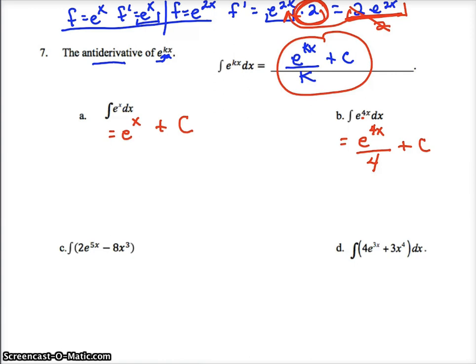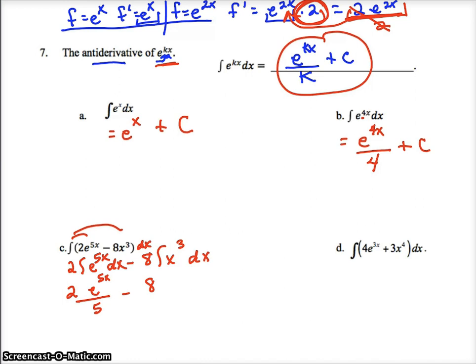On example C, we have two terms that we must integrate. So in the first term, the constant multiplier rule, minus 8 times the antiderivative of x cubed. And I failed to put dx on C, so please do that for me. All right, so in the first term we would have 2, and we'll follow our antiderivative rule for e to the kx. So e to the 5x divided by 5 minus 8.